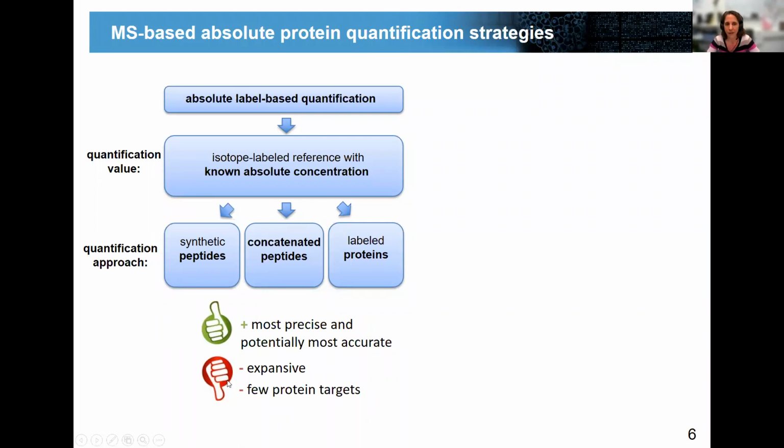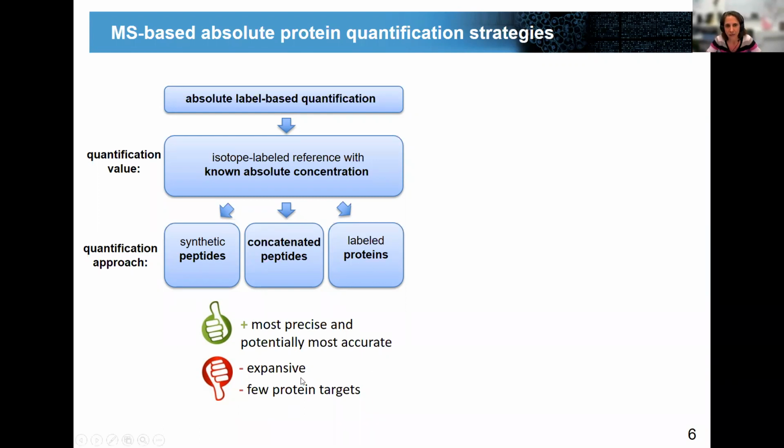This is the standard way, and the most precise and accurate way, if it's done optimally, to do absolute quantification. But the downside is that this is a very time and also money expensive workflow, because these isotope labeled reference molecules are very expensive, and for every analyte, for every peptide or protein, you need the matching reference. So it is nothing that you can do at a large scale. You always just do it for very few proteins.